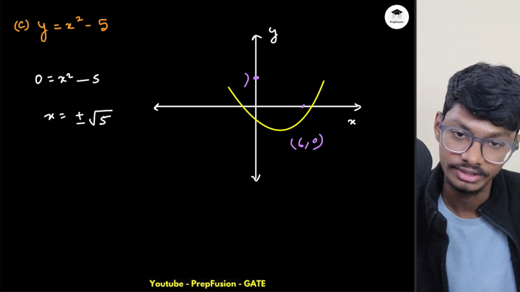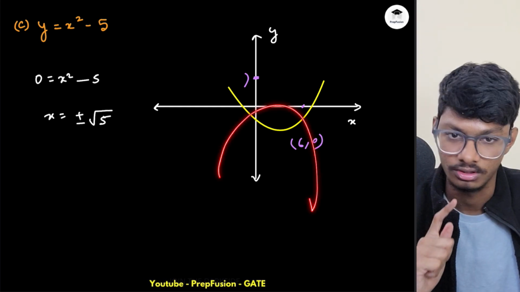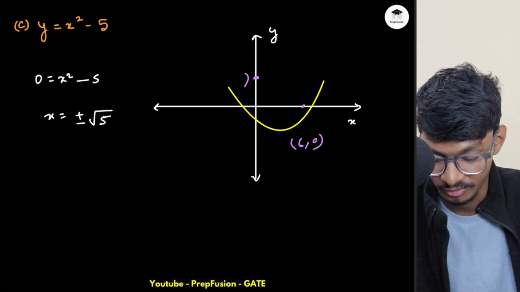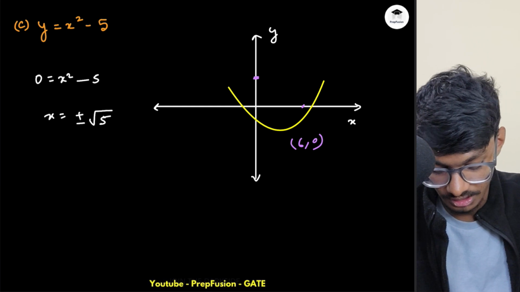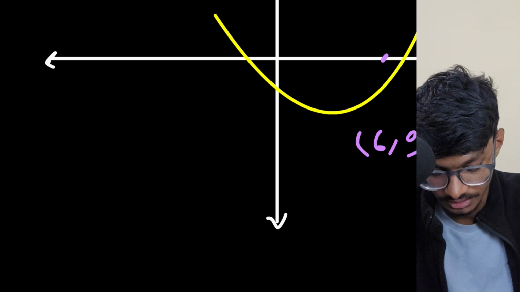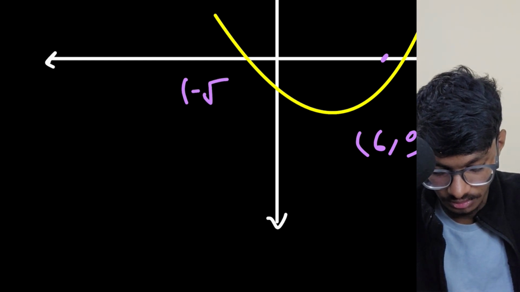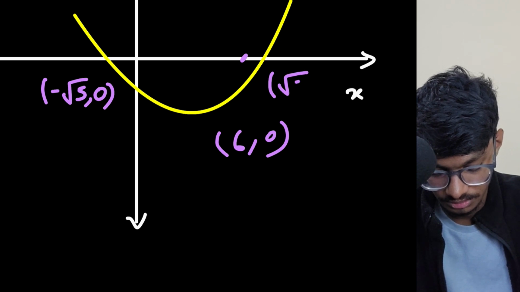If the coefficient of x and y, either one of them, were negative, then it will be a downward curve. So all these are basic things. I'm not trying to go too much into the details here, just trying to explain the basics. Okay, so what are the x intercepts? We have two x intercepts. One is minus under root 5 comma 0 and another one is plus under root 5 comma 0.